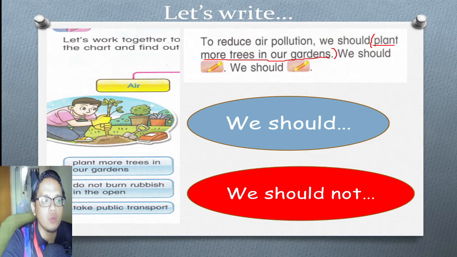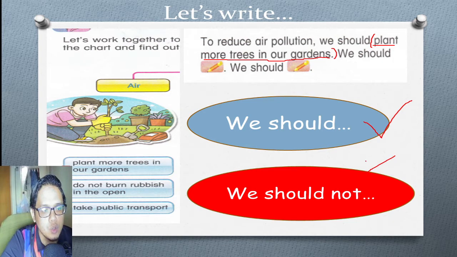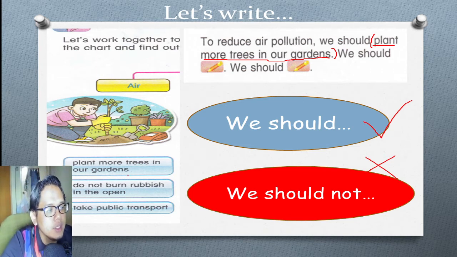Now what is the difference? We use we should if the statement or the point is like a yes. Yes, we have to do this. So we use we should. But if the point is like no, we cannot do this, so we use we should not. I'll give you an example. Let's see this one: plant more trees in our garden. Is this a yes or no? It's a yes.